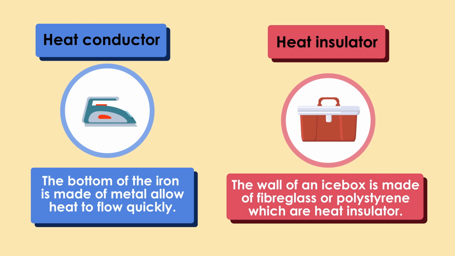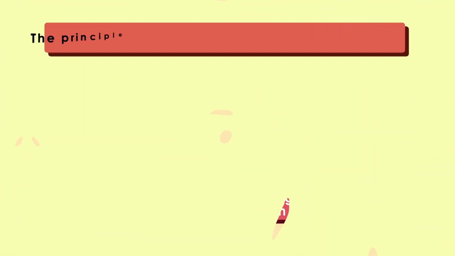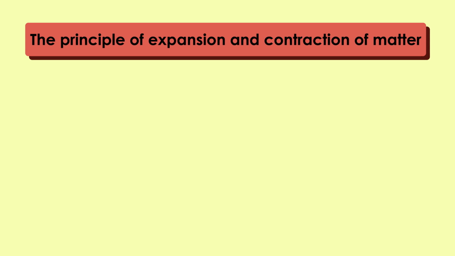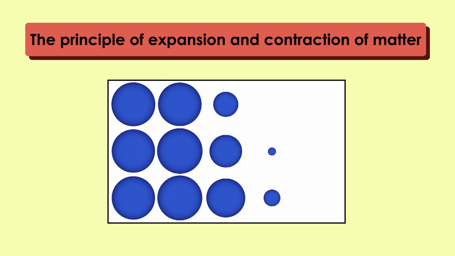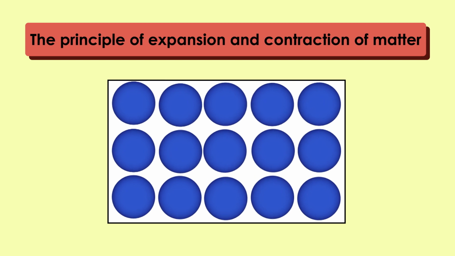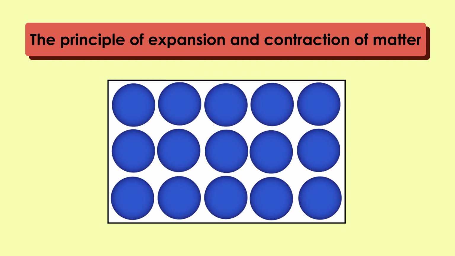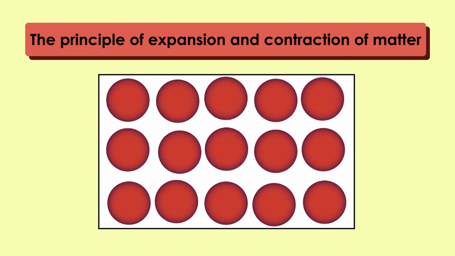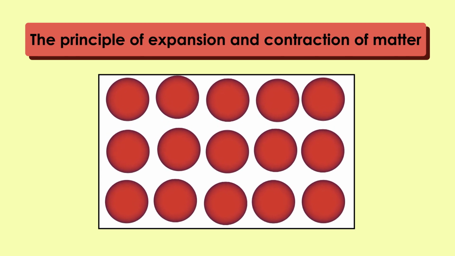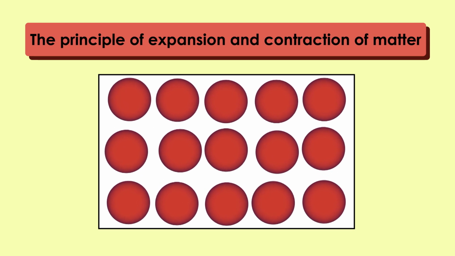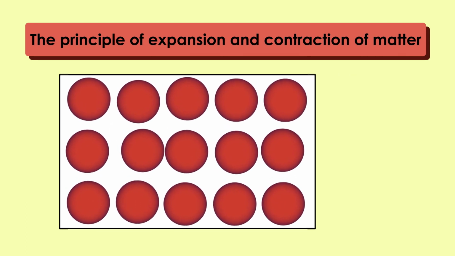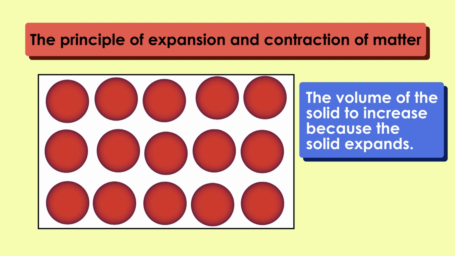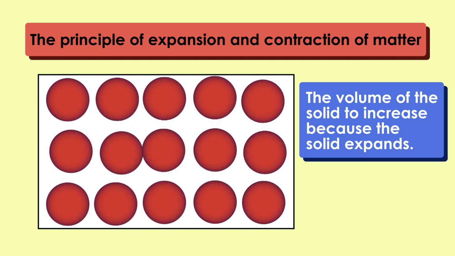Now, let us learn about the principle of expansion and contraction of matter. We know that the particles in a solid vibrate at a fixed position. Now, when the solid is heated, the particles vibrate faster and move further apart from one another. This causes the volume of the solid to increase because the solid expands.